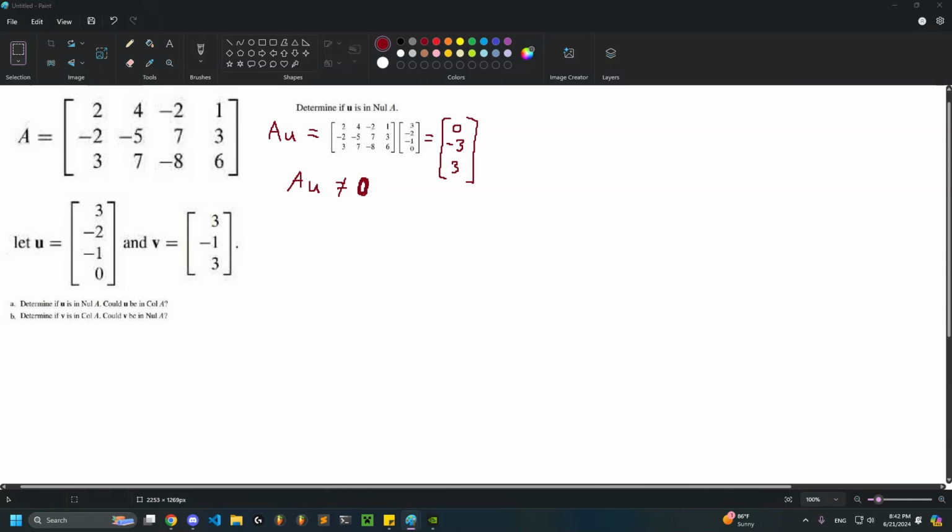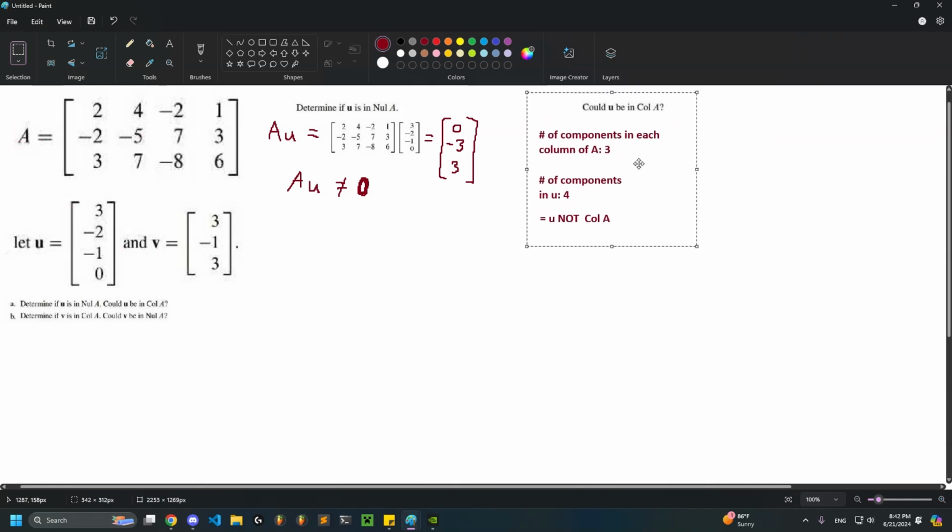Second, we're going to determine if U can be in the column space of A. In order for U to be in the column space of A, it must be a linear combination of the columns of A. If we look here, we'll see that the number of components in each column of A is equal to 3. Notice how each column of A has 3 different components, and the number of components in U is 4. So it's impossible to set this into a system of equations to determine. Therefore, U is not in the column space of A.